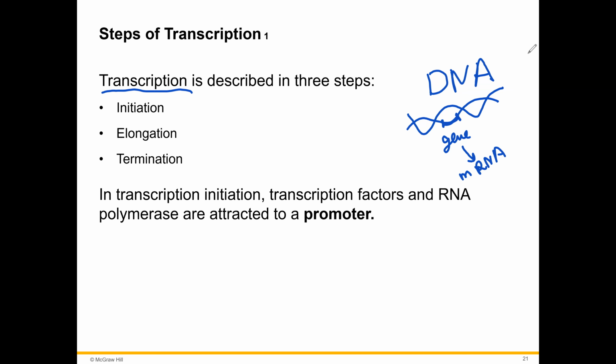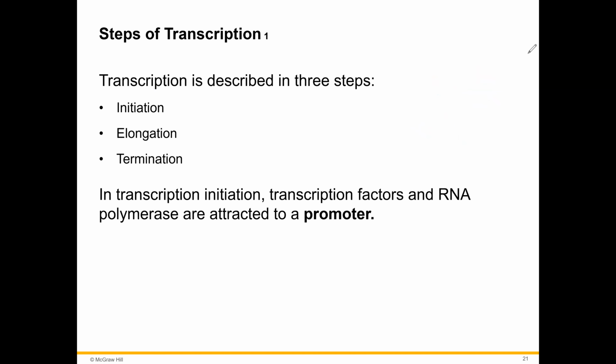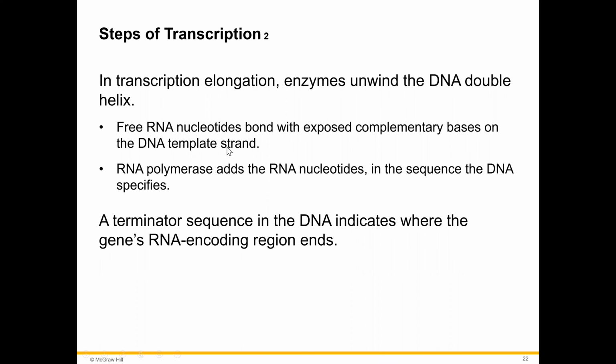Now the transcription itself is made of 3 steps: initiation, elongation, and termination. So you're going to initiate transcription, you're going to make messenger RNA longer, that's elongation, and then you're going to stop. In transcription initiation, transcription factors and RNA polymerase are attracted to a special part of DNA called the promoter. So let's look where this promoter is located.